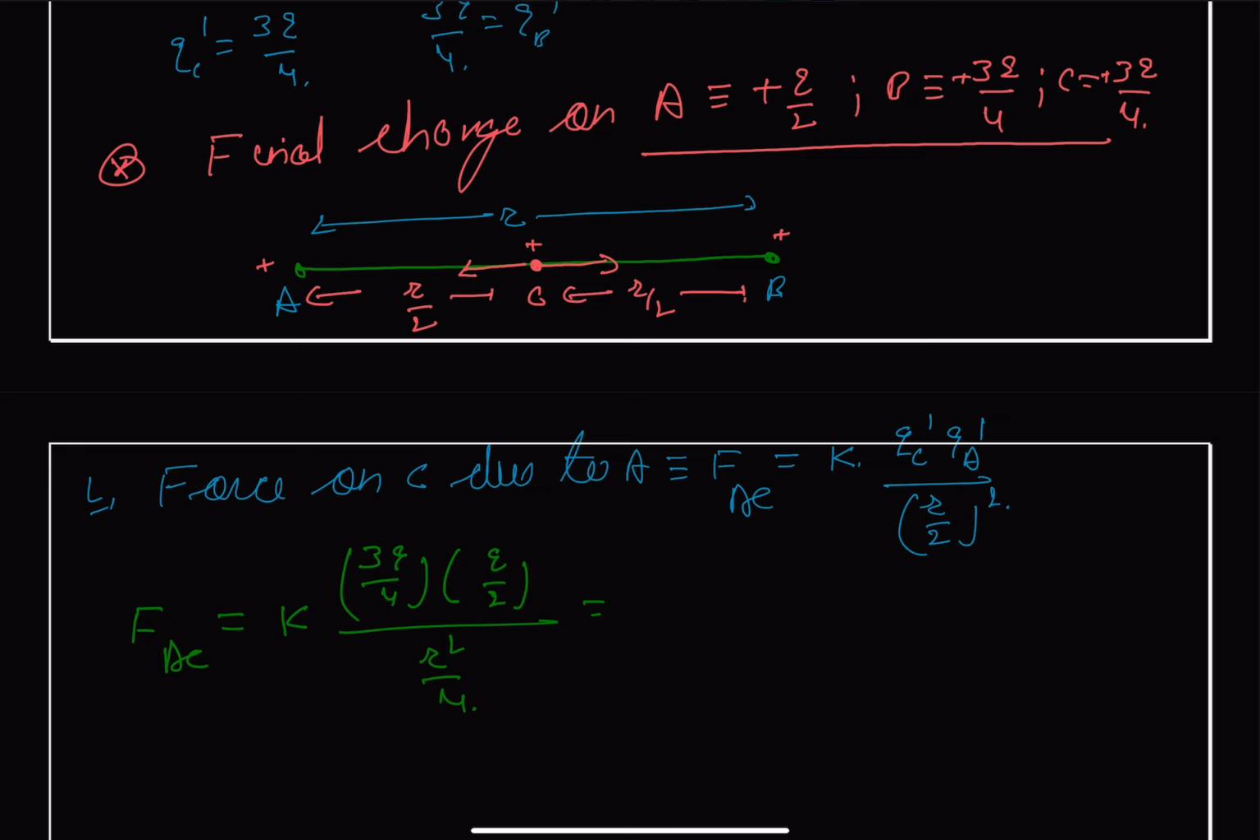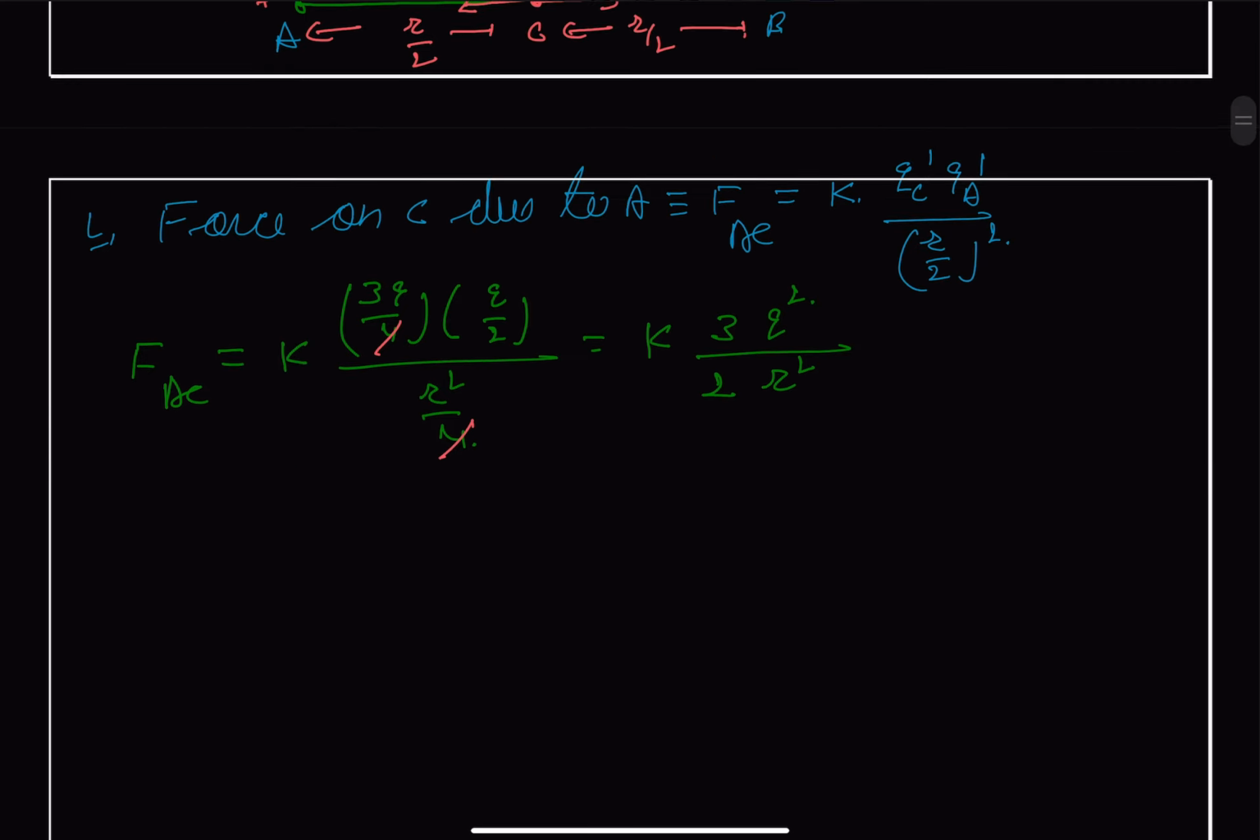and our this 4 goes by 4, so we get this as K times 3 by 2, R square, and we have here Q square. Similarly, we can find out force on C due to B.